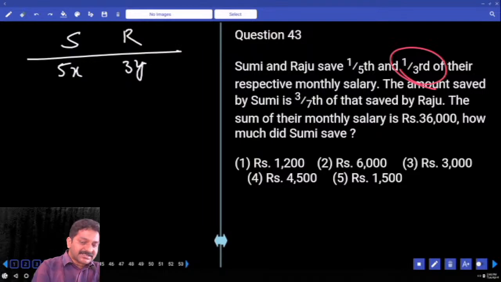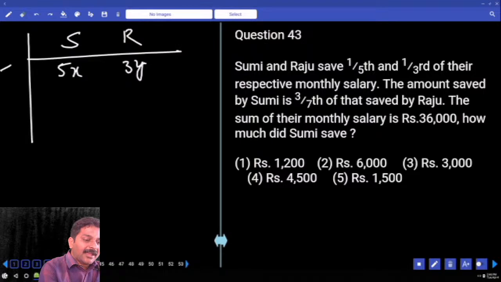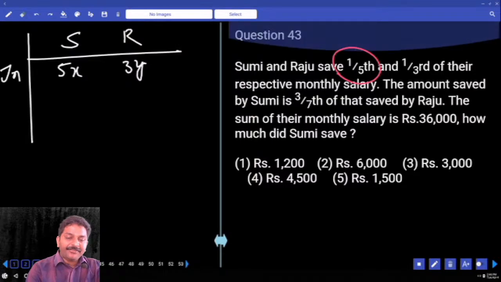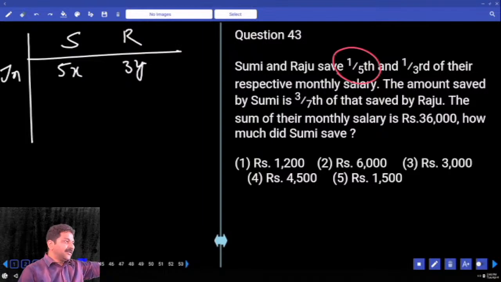Expressed in terms of words, they are incomes. And savings are 1/5 of income. That means x. Not one part. What is 1/5? X. And how much does Raju save? Y. X, y are their savings.